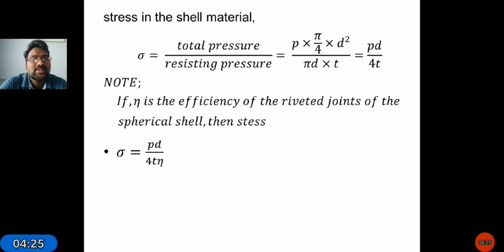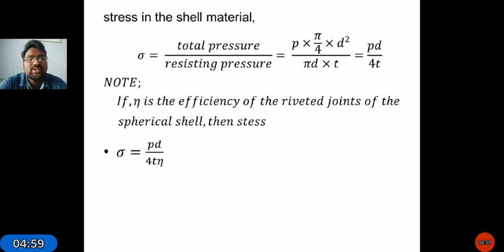Next, by simplifying this equation we get Pd by 4t. Whenever we consider efficiency, if eta is the efficiency of the riveted joint of the spherical shell, then in this equation you need to add this efficiency, eta. So by considering the efficiency in thin spherical shells, finally the stress in the thin spherical shell equals Pd by 4t eta.